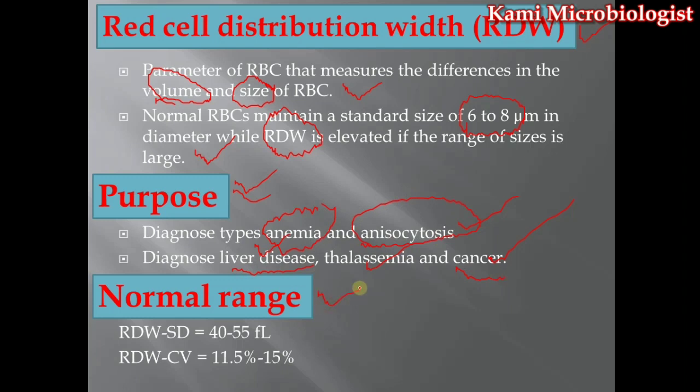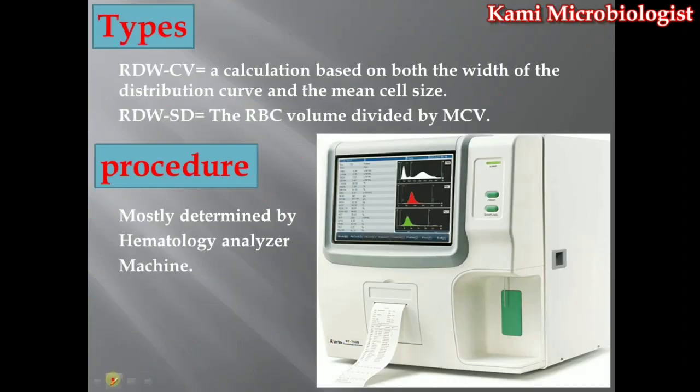Now let's talk about the normal range of RDW. There are mostly two types of RDW. One is called RDW-SD, where SD means standard deviation, and the second is called RDW-CV, coefficient of variation. The RDW-SD normal range is 40 to 50 femtoliter, and the normal range of RDW-CV is 11.5 to 15%.